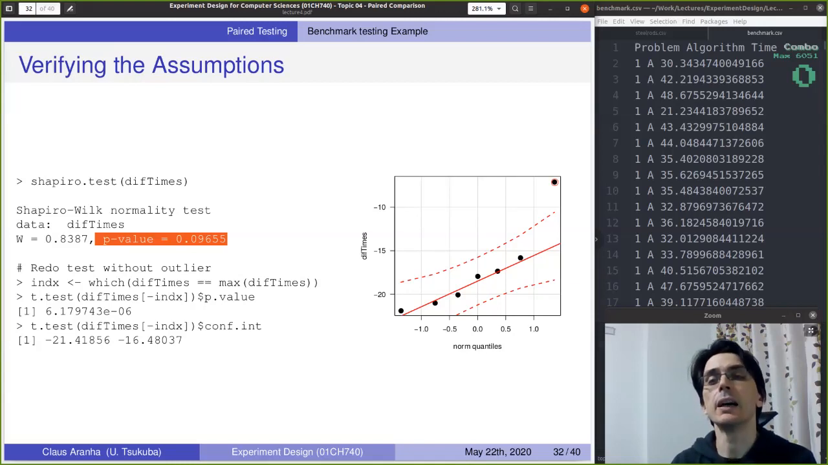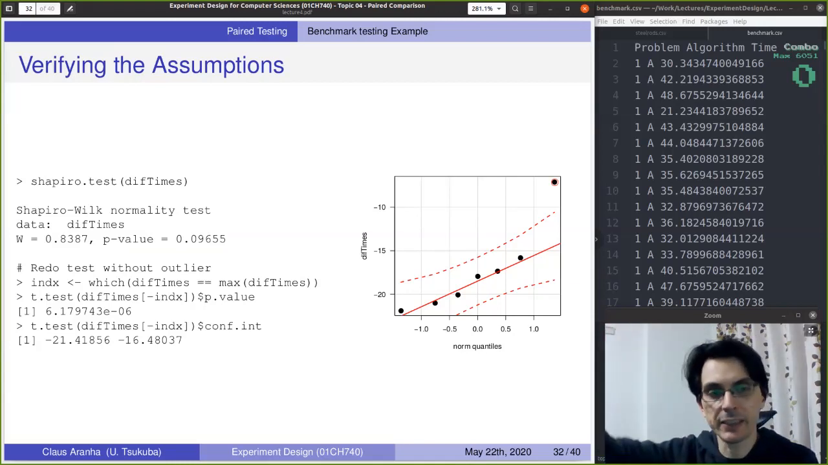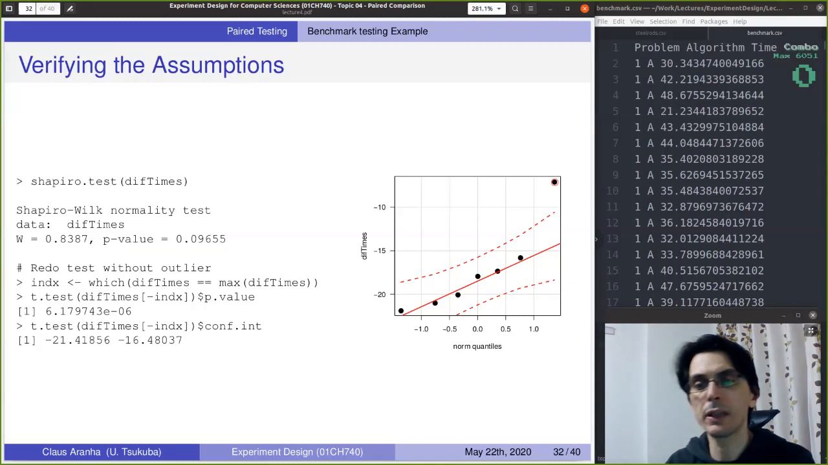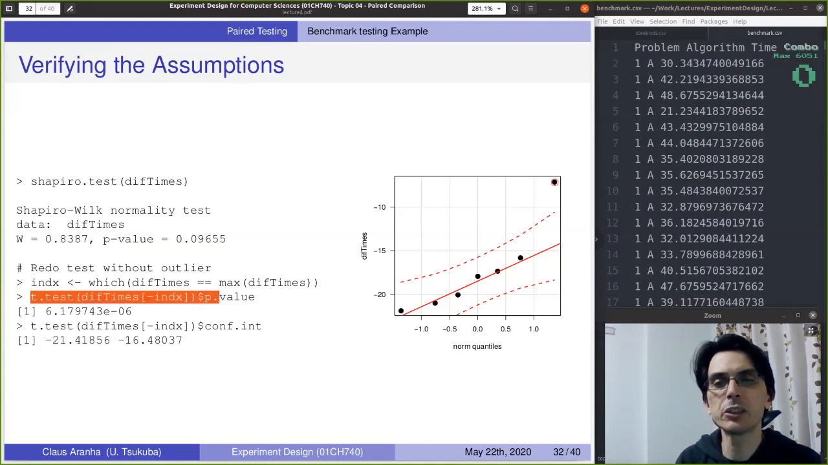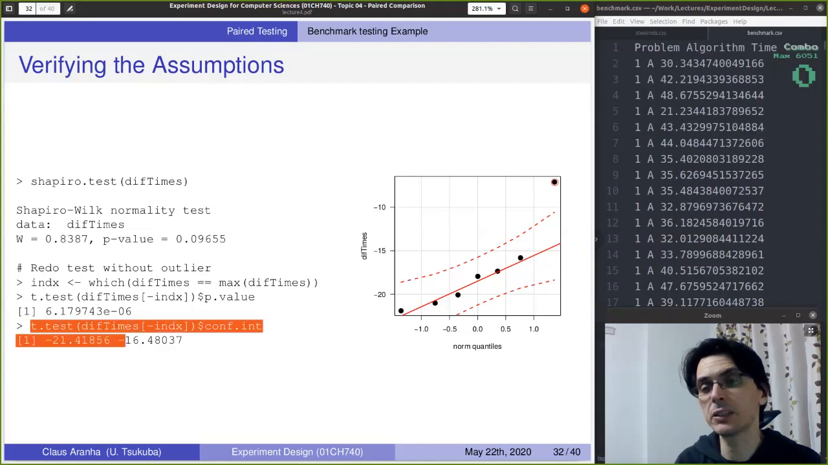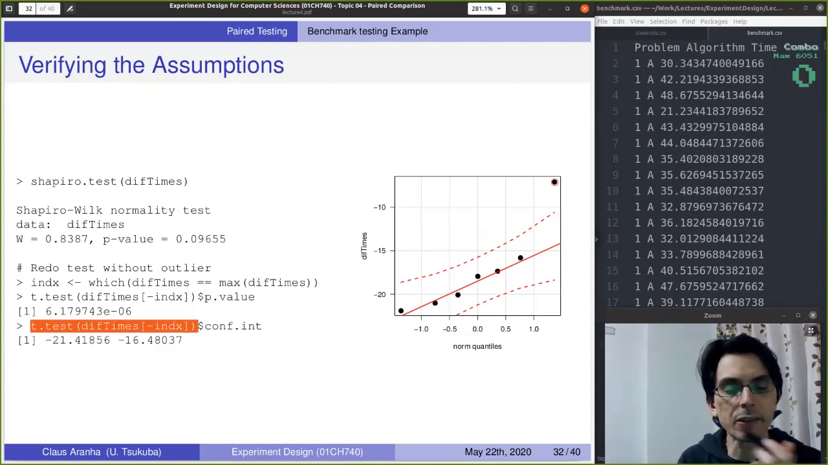Yeah, sorry. If we repeat the test, so this outlier is outside of normal. So we think, oh, maybe this outlier is making the data not normal. So let's repeat the test without the outlier. Even if we remove that outlier, our test still rejects the null hypothesis. And if anything, we got an even bigger difference. So our outlier does not influence our results, okay?